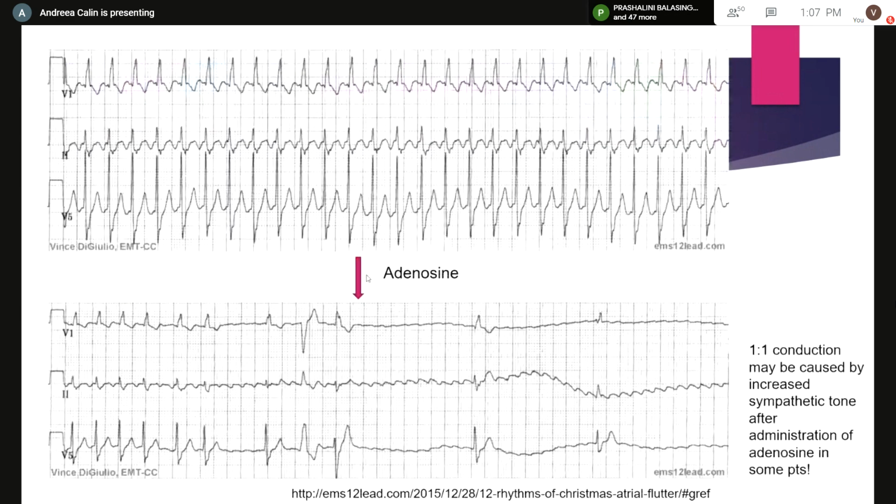And if you give adenosine to a patient like this in atrial flutter, you can see these F waves appearing between the QRS complexes because this medication blocks the atrioventricular junction and may cause temporary block. But in some patients, it may be dangerous because this adenosine administration may in itself lead to one-to-one conduction in patients with atrial flutter. And we have to have resuscitation equipment when trying to convert an atrial flutter.